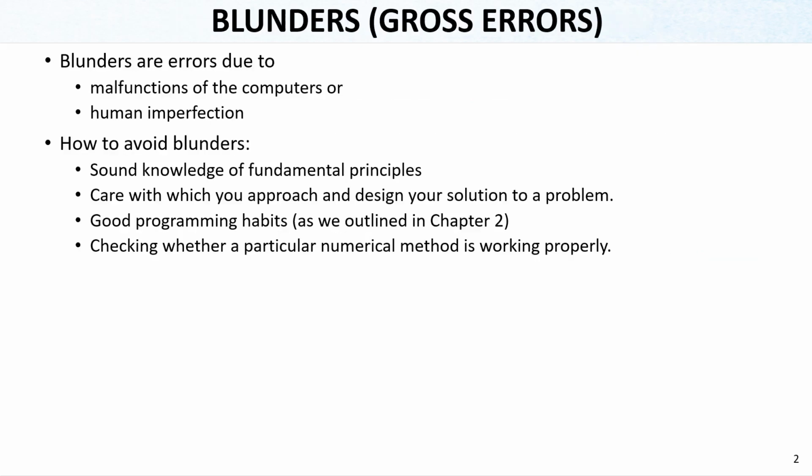So up to here, we talked about the round-off errors and truncation errors, but we will also have some other errors as well. Blunders are one of them, and these are also called gross errors. Blunders actually happen because of malfunctions of the computers or human imperfection. So basically we make mistakes, or computers make mistakes, and we will have some errors. So these are called blunders.